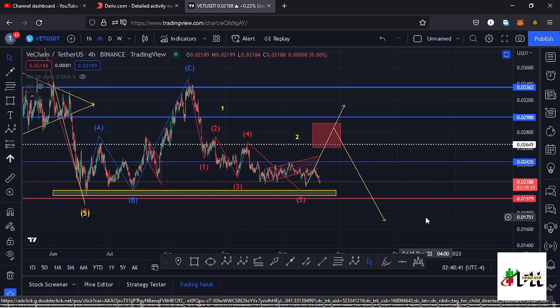And for that to play out, I will also expect a very nice increase in volume here on the Vechain chart, and maybe also in the whole crypto market. So let's be patient and see how that plays out.